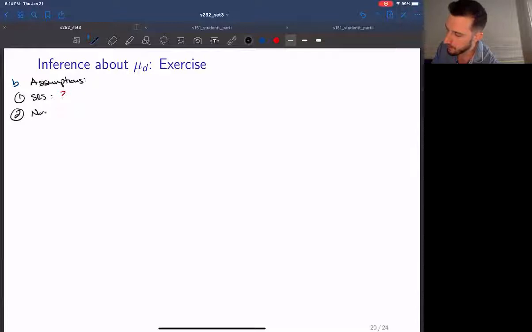The second one would be normality. And based off the description, we're not sure. And we only have 8 observations, so we would have to check this using, for example, a QQ plot or the Shapiro-Wilks test.